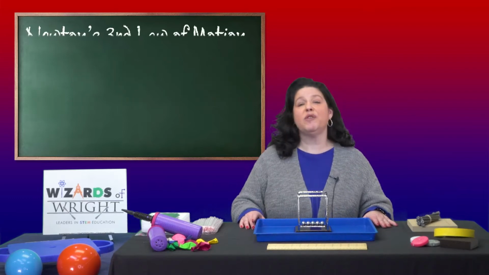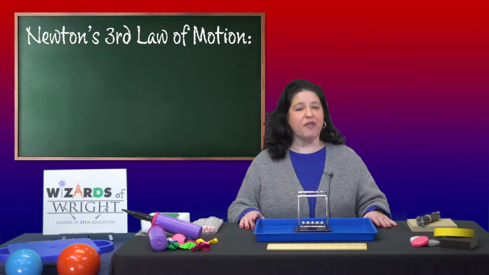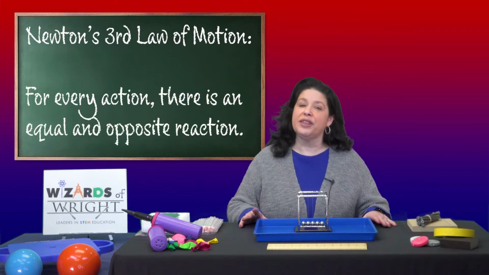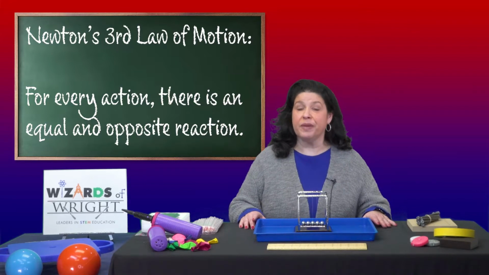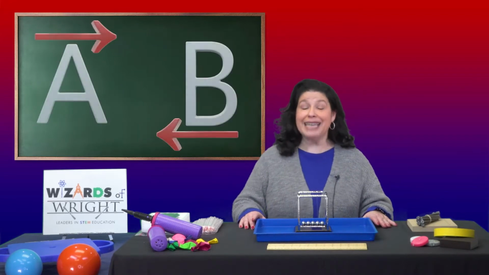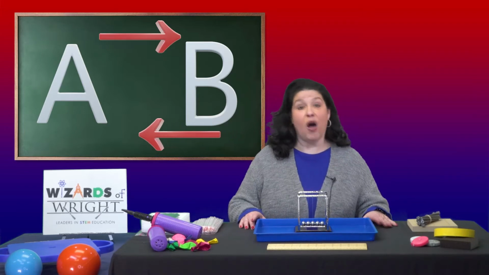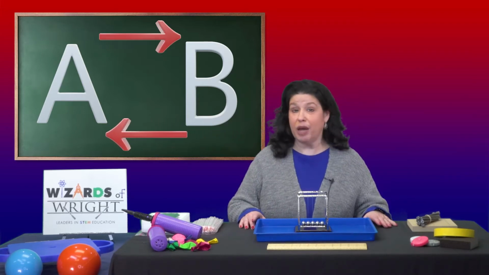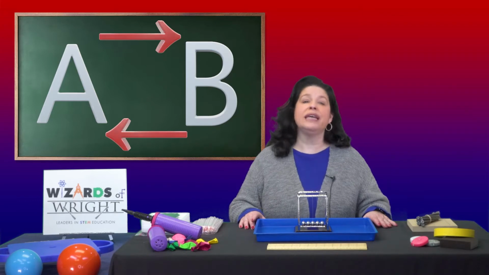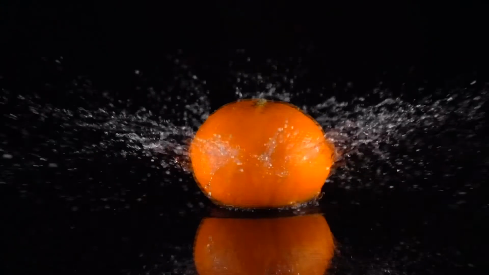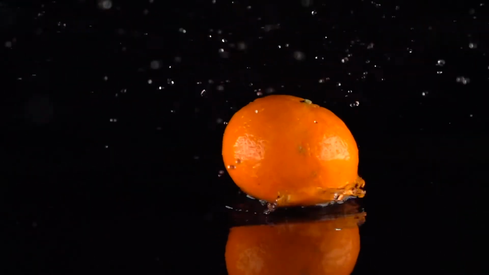Today we will focus on the third law. It states that for every action, there is an equal and opposite reaction. Let's think about that action as a force. In other words, if object A exerts a force on object B, then object B also exerts an equal force on object A. Think of it as an action and a consequence. The second action happens because the first action caused it.